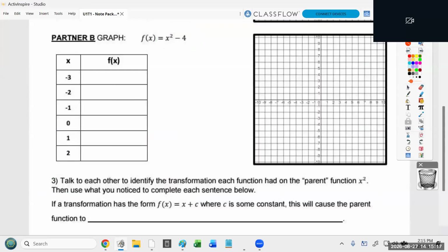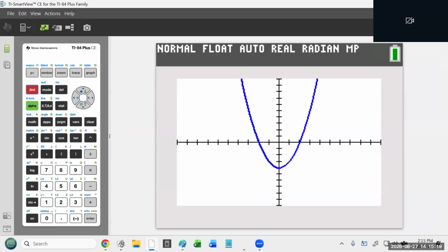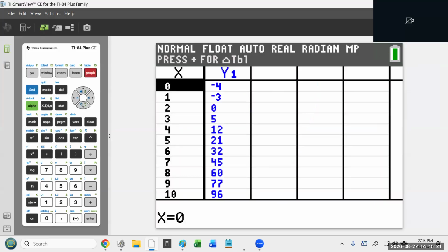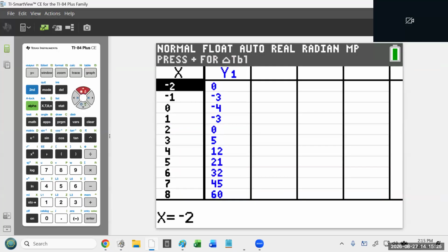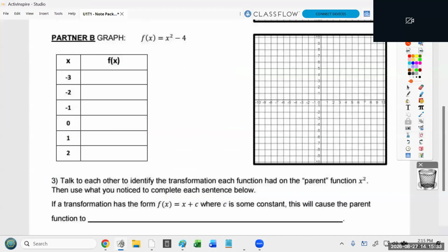Well, all I have to do in my calculator is hit second table. Notice it starts at -3. So I'm going to go up, up, up to -3 and copy those numbers. 5, 0, -3, -4, -3, 0. There we go. And actually, I only meant to reveal that. So that's really all you have to get from the calculator.